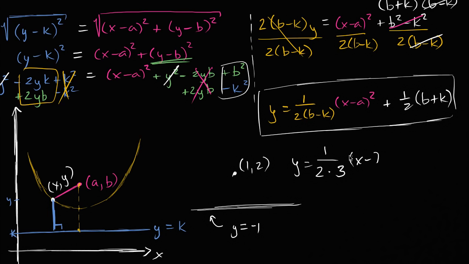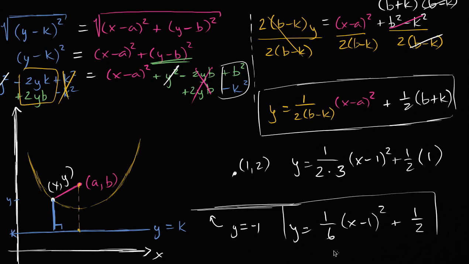X minus 1 squared plus 1/2 times b plus k. 2 plus -1 is 1. So what's this going to be? You're going to get y is equal to 1/6 times x minus 1 squared plus 1/2. There you go. That is the parabola with a focus at 1 comma 2 and a directrix at y equals -1. Fascinating.